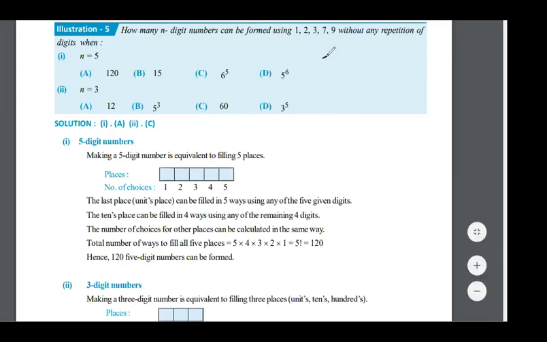So a 5-digit number without repetition. What's the answer? We have done this. Tell me everyone, what's the answer?